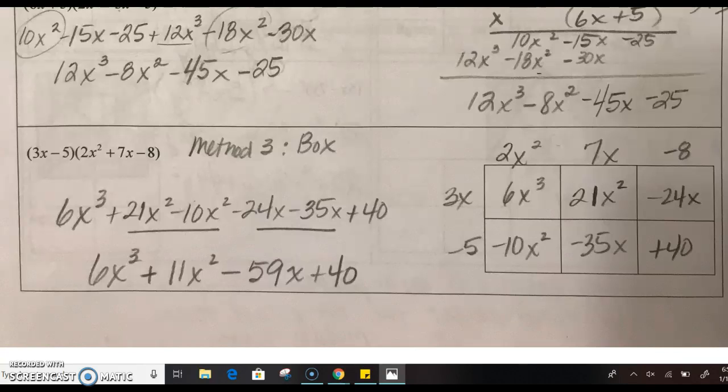And then again, I'm just combining. If you want, you can write them all out like I did over here and then combine like terms, or just think about it this way. You're starting with your term that has the largest exponent, so the 6x cubed would come first. Then notice I'm combining these terms on the diagonal here. So 21x squared minus 10x squared is how I got 11x squared. And then I'm combining these two terms on the diagonal. Negative 24x minus 35x is negative 59x. And then I have my positive 40.